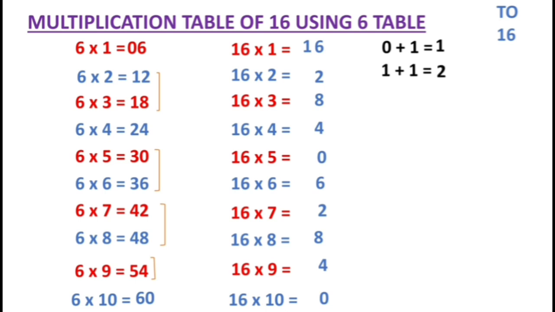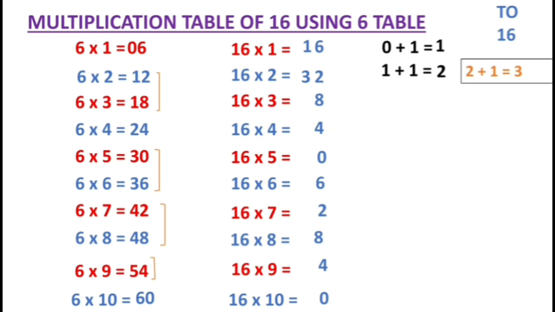But if you see here, the tens place is changing from 0 to 1. 6 ones are 6. 6 twos are 12. The tens place is changing from 0 to 1. What should we do? We should add plus 1 to the sum. 2 plus 1, we get 3. I will write 3. 16 twos are 32.